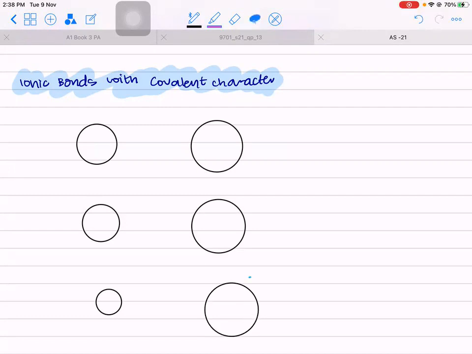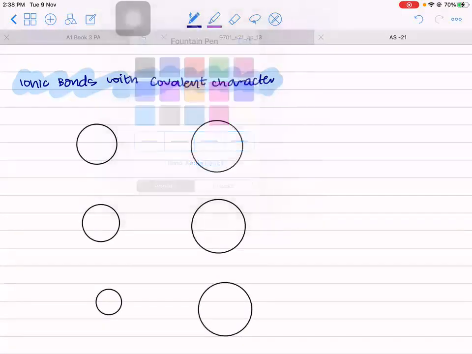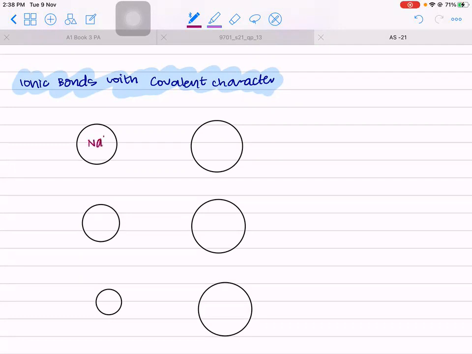So I've taken these ions based on their radii. Across the period, the radius decreases. For the cations, this will be Na+, this will be Mg2+, this will be Al3+. And this right here is an anion, Cl-, Cl-, Cl-.